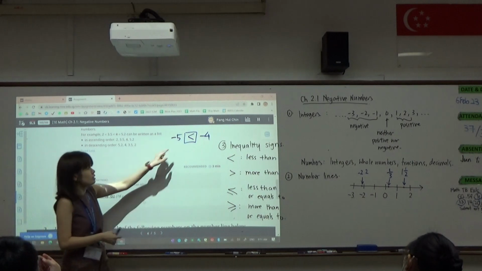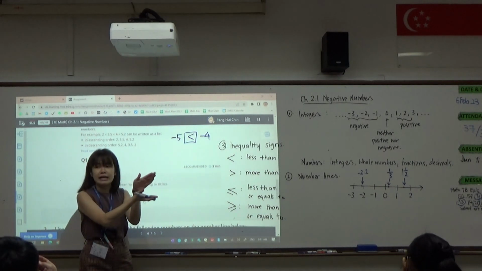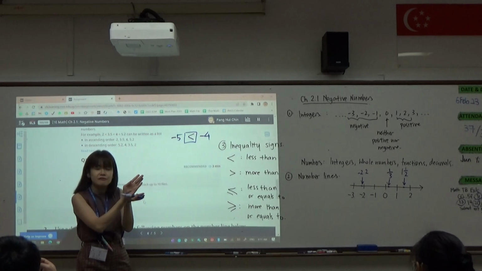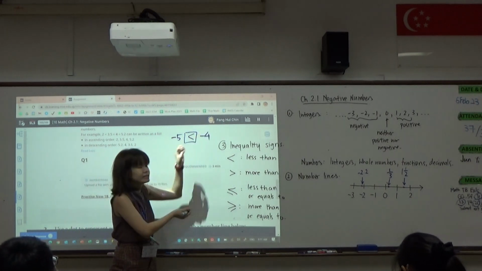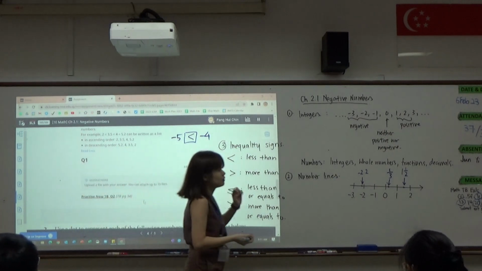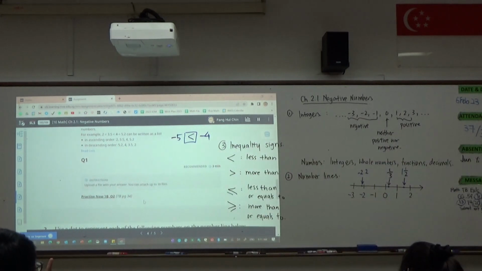So you think about your inequality signs, like there's an opening, like a mouth. The mouth will always go and eat more food. So we eat the one that is more. Right? So therefore we should use this. Questions?